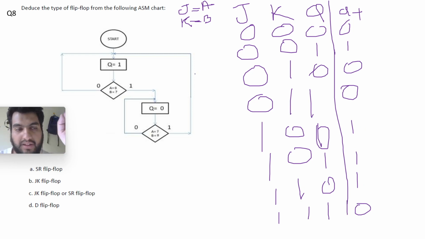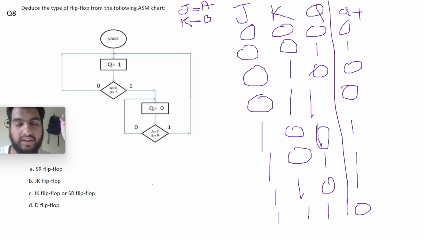As you can see, this chart is showing the valid operations of a JK flip-flop. When my Q is equal to 1 and A is equal to 0 and B is equal to 0, I am at 1, right? And when B is equal to 1, I'll go to 0. And when Q is equal to 0, and A is equal to 1, I'll go to 1, and when B is equal to 0, I'll just remain at 0. So it's following the valid operation of JK flip-flop.